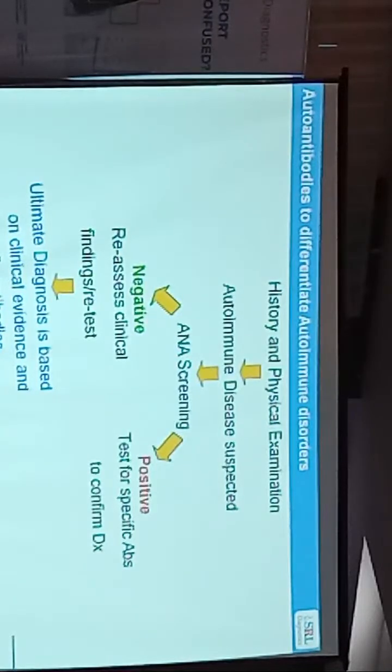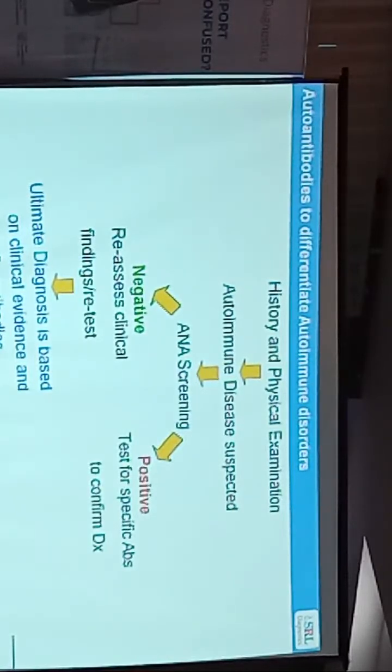So, if you summarize in a flow chart, a proper history and physical examination, and if there is an autoimmune disorder suspected, you do an ANA screening. If it is positive, you do a reflex extractable nuclear antigen test, and then further subtyping can be done. And if it is negative, you have to reassess your clinical findings. A very important thing is if ANA is negative but there is a very strong clinical suspicion, then you need to repeat it after 3 to 4 weeks.